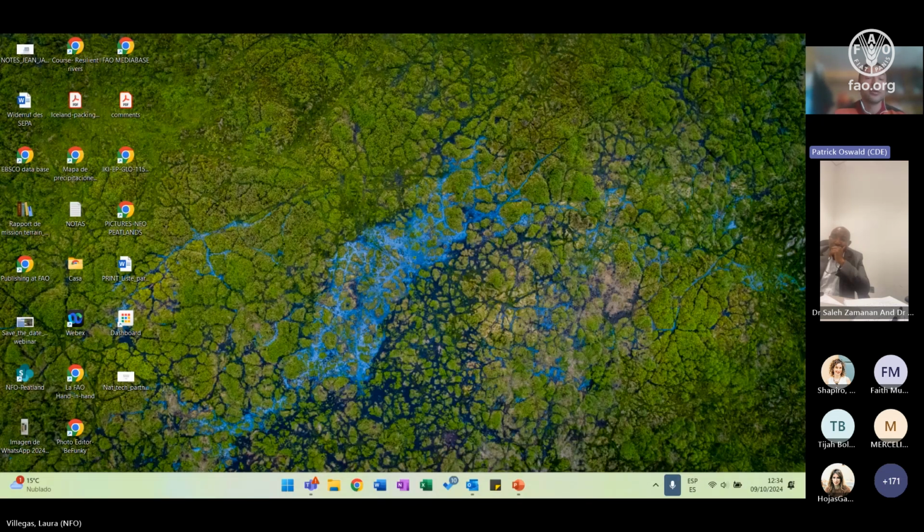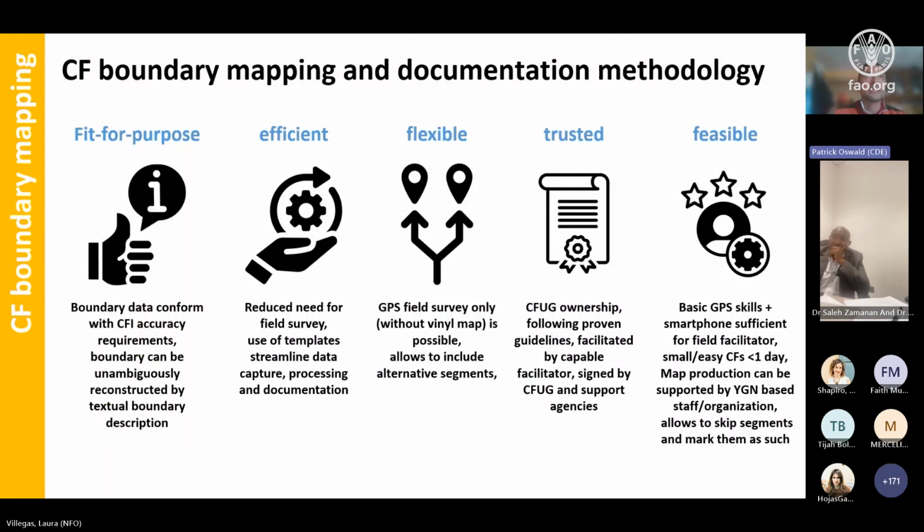We've been testing and using it, and one CF in a mangrove area usually takes around one day. If the area is much bigger, it requires more field survey. If the boundaries are not clear, it might take a bit longer. But for most of the ADCS we have been mapping, it took more or less one day per CF.